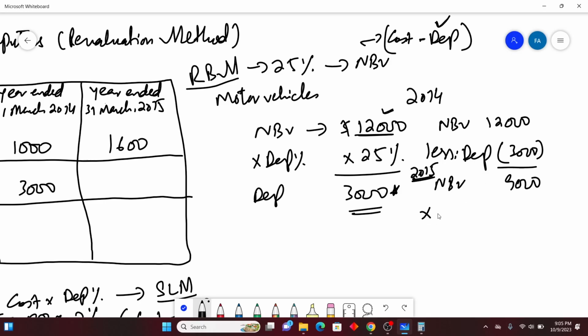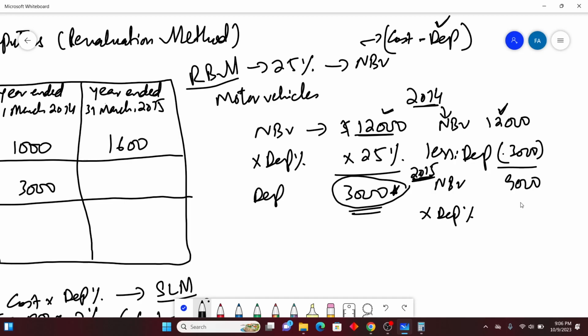So on this 9,000, we have to apply the depreciation percentage. Sir, why do we have to get the net book value of this asset? Because the reducing balance method always applies depreciation on the net book value. So how did I get this net book value? 12,000 was given in the question. In 2015, I have to deduct the earlier depreciation, last year's depreciation. In order to get the net book value for 2015, I deducted the depreciation which I calculated last year. So 12,000 minus 3,000, I got the new net book value for 2015.